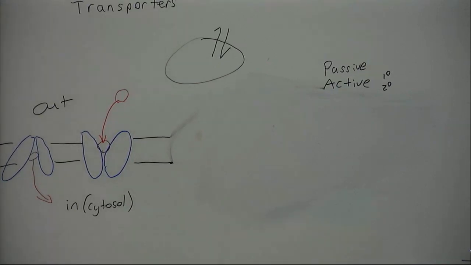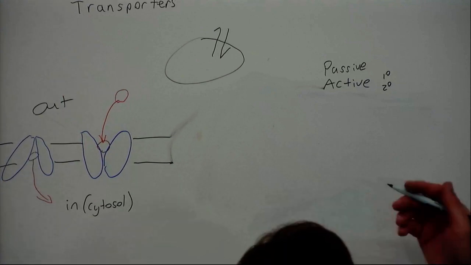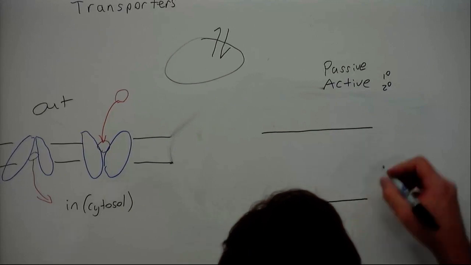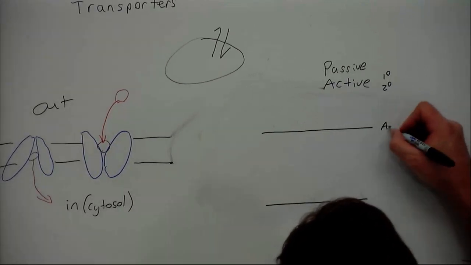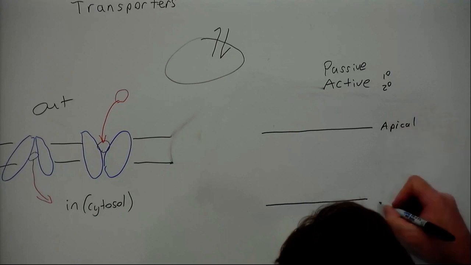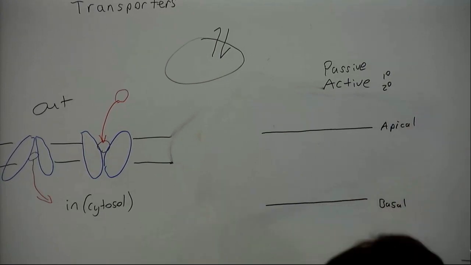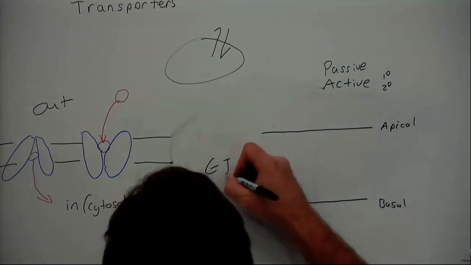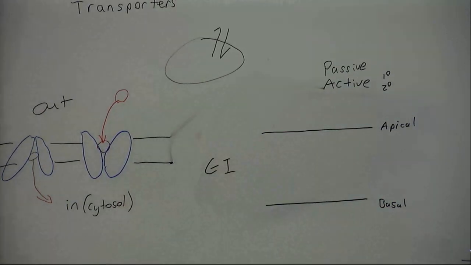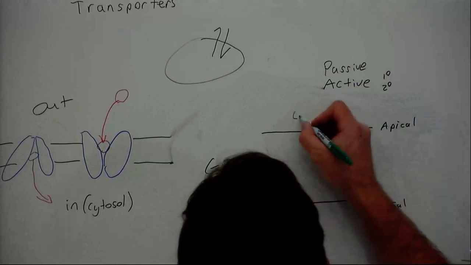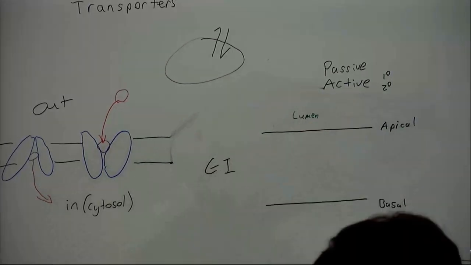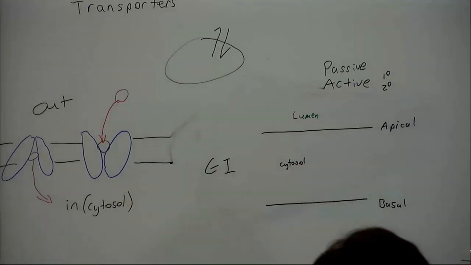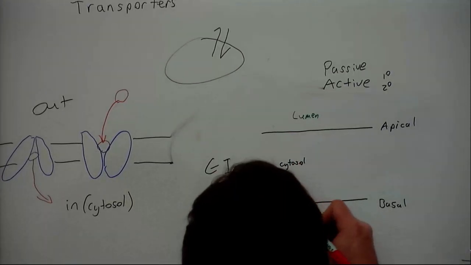And if you think about where in the cell these transporters are, there's always going to be in the cell membrane, but cells generally have two sides. So now this line represents a full cell membrane, and this is the apical, and this is the basal side. And so if we're looking at the gut, so we'll call this the GI tract, you have your apical side and you have your gut lumen. So this is where food is. This is cytosol. And this is blood down here.